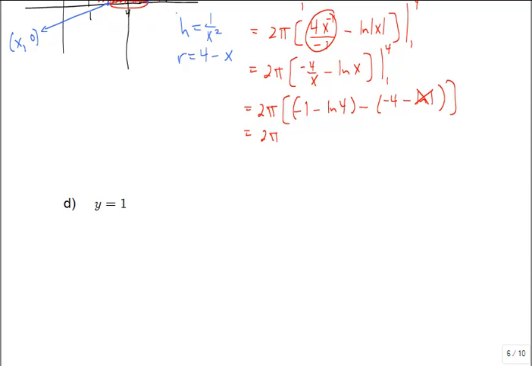So we get 2 pi times negative 1 minus ln of 4, and a minus minus becomes a plus 4. So this is 2 pi times 3 minus ln of 4. And you can do more with that if you like. I'm just going to stop there.